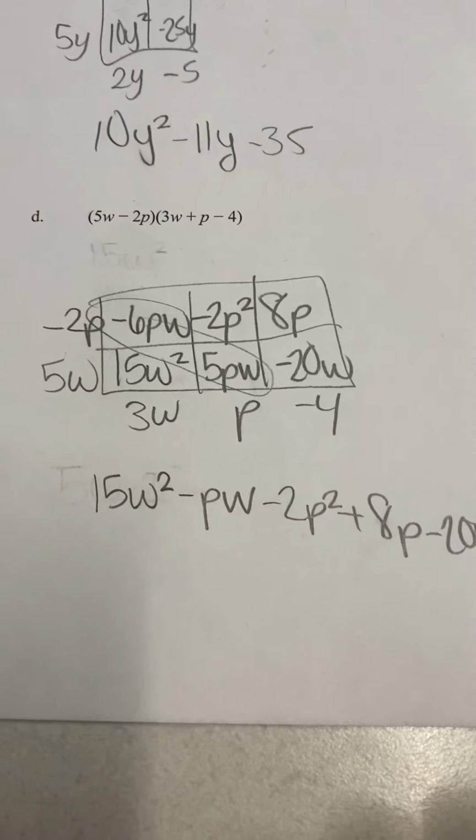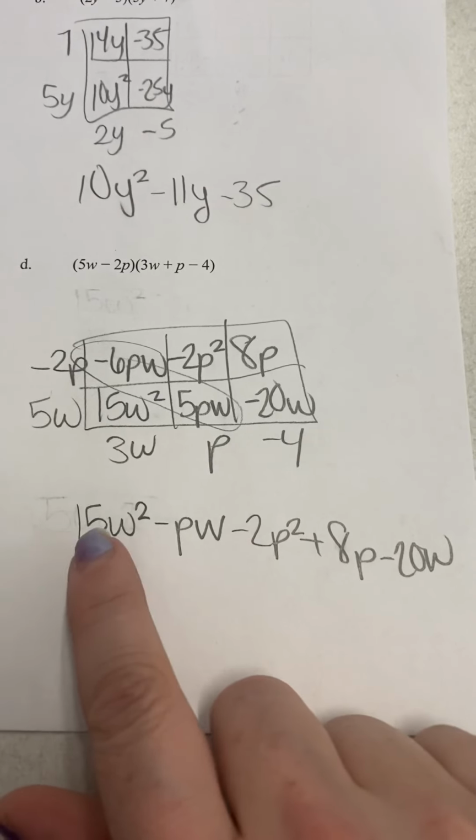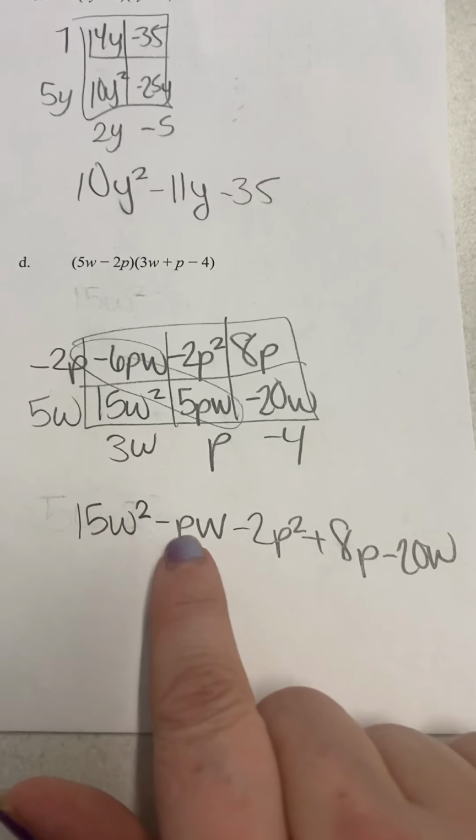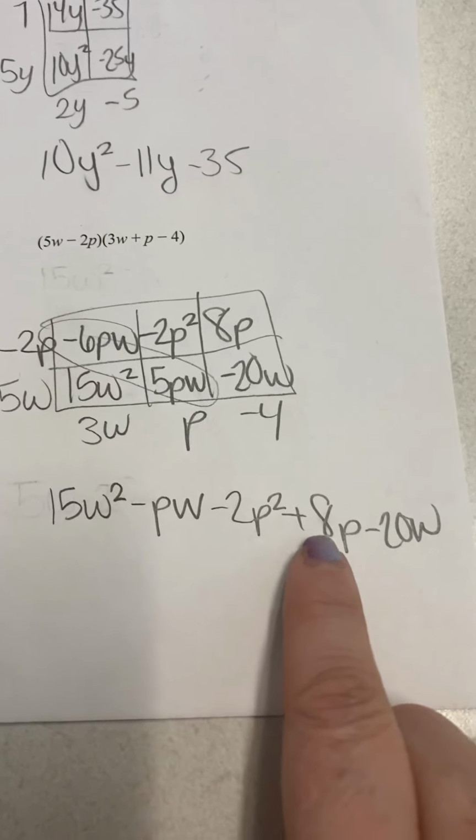answer. Now remember, if you got something in a different order than me, that's okay. You always look in front of it. So this is a positive 15w. If you had this at a different place, it would be a negative pw. This would be negative, positive, and negative.